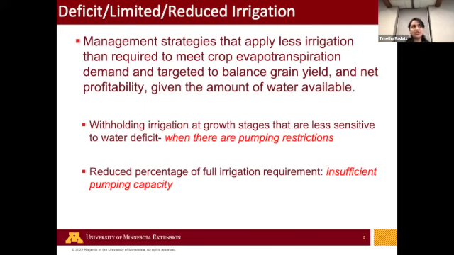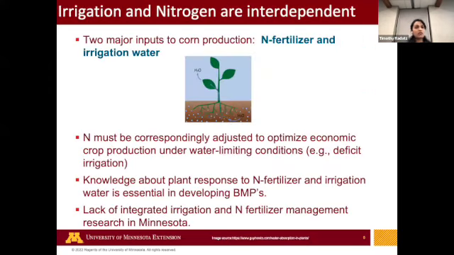So the first one, withholding the irrigation at different growth stages, is usually used when there are pumping restrictions, for example, in Western states. However, if we have insufficient pumping capacity, for example, what happened last year, 2021, when in many places, mostly in central states, we had reduced well levels, we could use this strategy where we reduce the percentage of total water that we apply to our crop throughout the growing season. And we expect that doing that in places like Minnesota, where we have a humid climate, we don't reduce the yield that much and maintain the crop yield at optimum levels. And we will see those results in the coming slides.